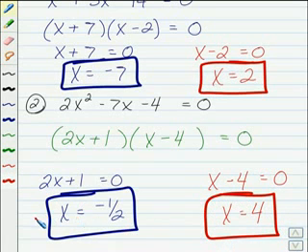So two different values for x here, and I hope those are the two values you got as well.